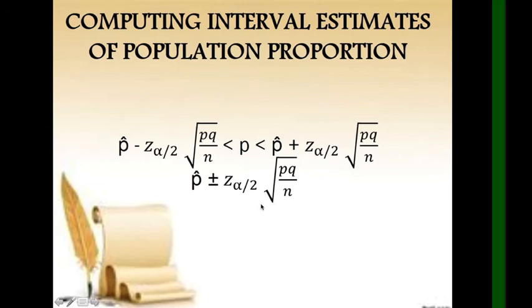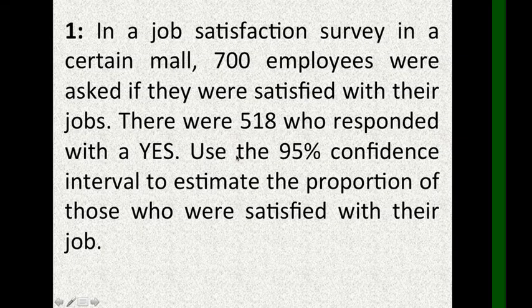Also, to get the interval, simple lang to. Gawin natin mas simple. P minus E to P plus E. That is the interval estimate, okay, of a population proportion. As simple as that. Okay? E is the margin of error and P is the P hat or the proportion, wherein the proportion has a formula x over n. Okay? Now, let's have this example.